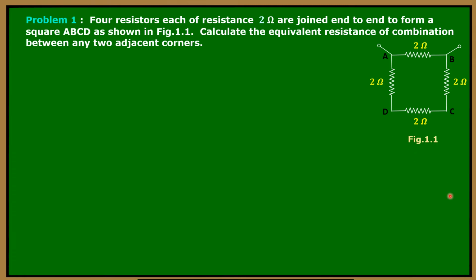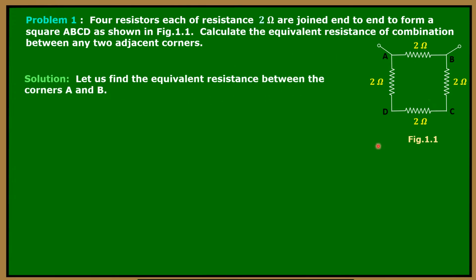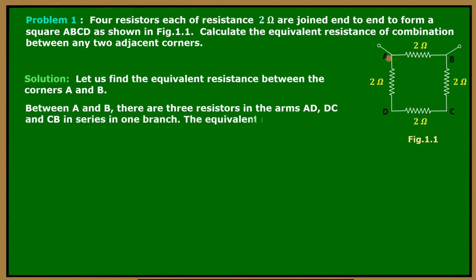This is the figure 1.1. Solution: let us find the equivalent resistance between the corners A and B. Between A and B, there are three resistors, 1, 2, 3, in the arms AD, DC and CB in series in one branch. These three resistors are in series, and the equivalent resistance of these three resistors is 2 plus 2 plus 2, equal to 6 ohms. That means we can replace these three resistors by a single resistor of 6 ohms.